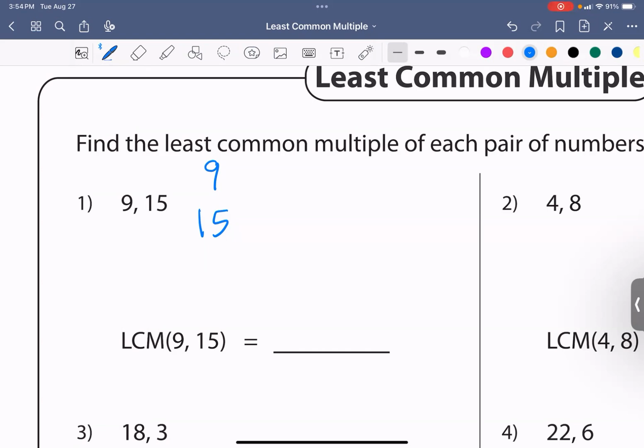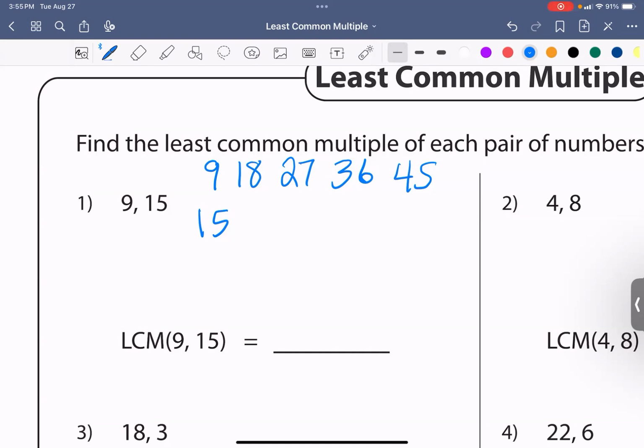So the first multiple of 9 is 9. That's 9 times 1. The second multiple is 18. The third multiple is 27, because 9 times 3 is 27. The fourth multiple is 36. The fifth multiple is 45. So what I do, I usually write out the first 4 or 5 multiples of the smaller number, and then I go to the bigger number and write out the first 4 or 5 multiples. And if I see the multiple immediately, then I don't have to write anything extra. And you'll see that a little bit later.